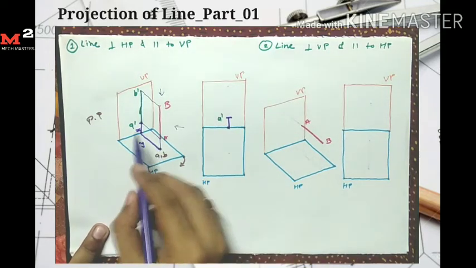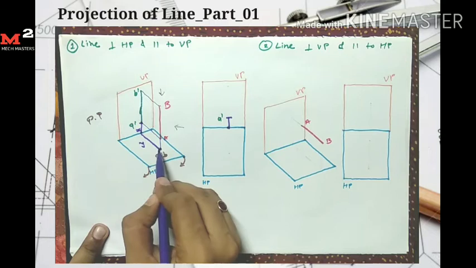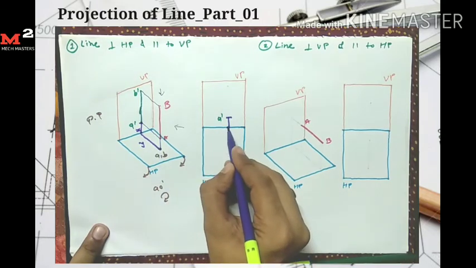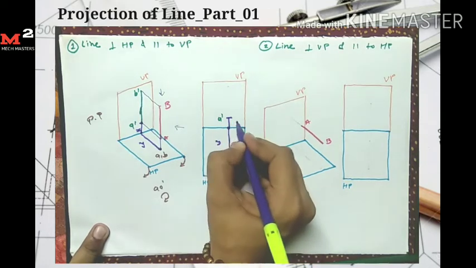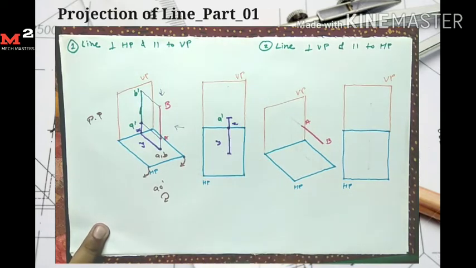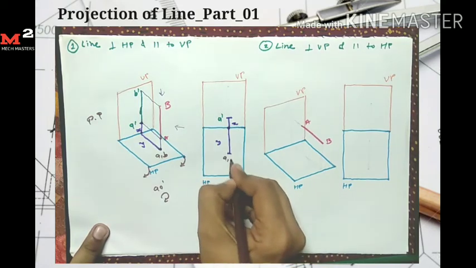Okay, and for point A, I measure point A is y mm in front of VP. So from here I take the distance y mm, and mark this distance x mm above and y mm, and mark the point AB. Okay, A and B are the same.